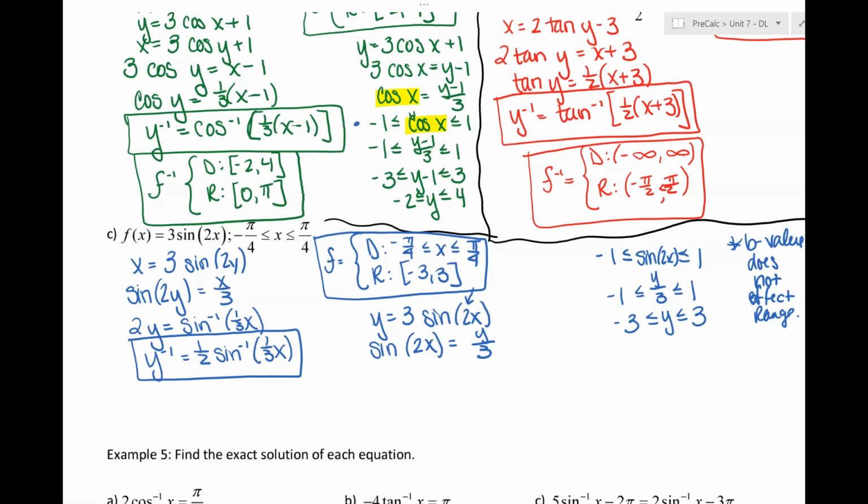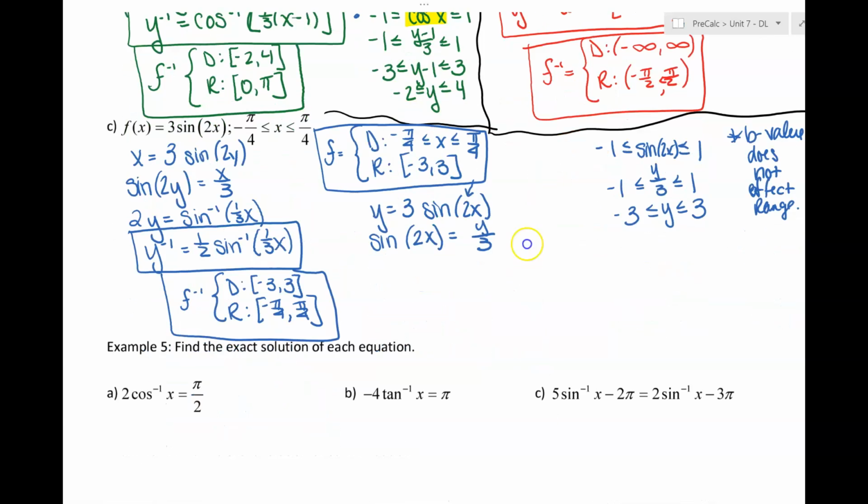Okay, so then that means that for the inverse, your domain is now -3 to 3 inclusive, and your range is negative pi over 4 to pi over 4. I know it may bother some of you that there's a 2 in front of my x. Yep, and that's accounted for in the restricted domain that was given at the beginning.